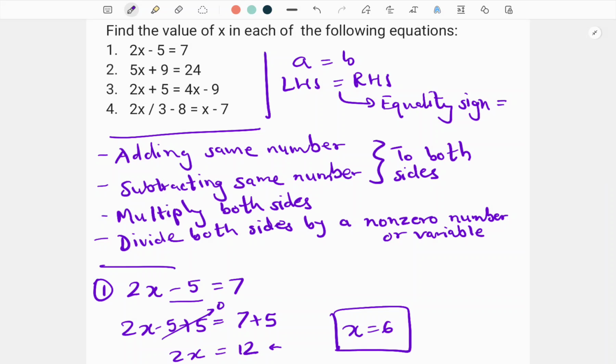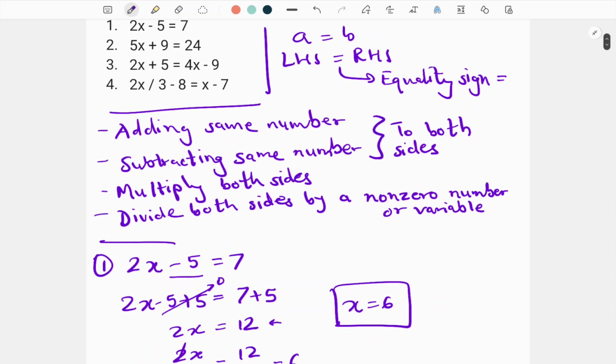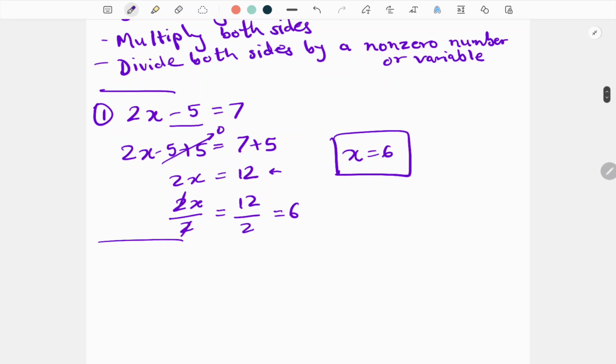So what do I have here? Second one is 5x plus 9 is equal to 24. So let's write that down. 5x plus 9 equal to 24. So we are going to follow a similar recipe here. We want to first subtract 9 from both sides because again my objective is to isolate variables and constants. So on left hand side I want only the variables, and right hand side I want only the constants. So let's reorganize this. I want to subtract 9 from both sides.